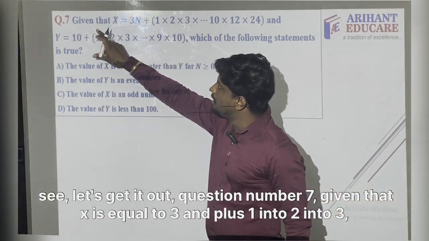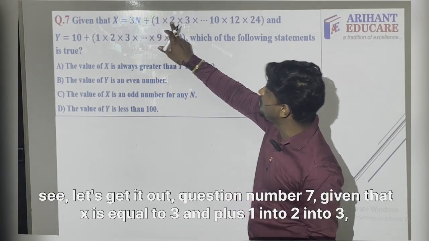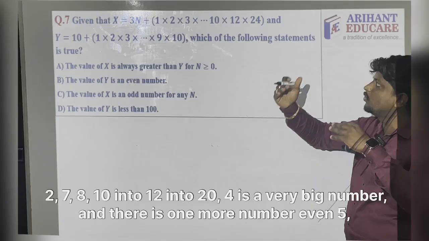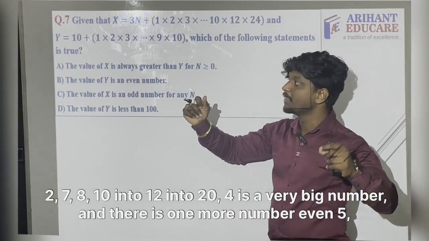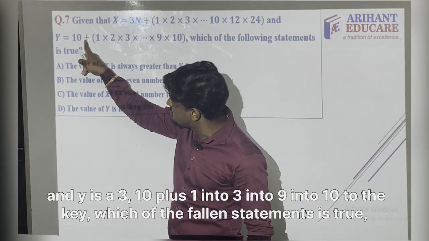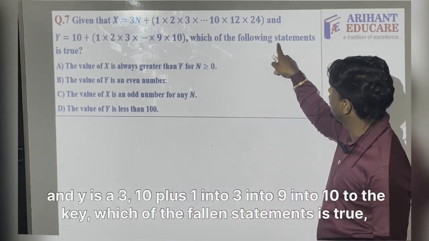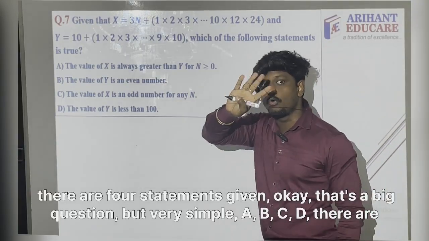Question number 7. Given that x is equal to 3n plus 1 into 2 into 3 into से लेके 10 into 12 into 24. It's a very big number. And there is one more number given, y. Y is actually 10 plus 1 into 2 into 3 into 9 into 10 तक ही है. ठीक है? Which of the following statements is true? There are 4 statements given.